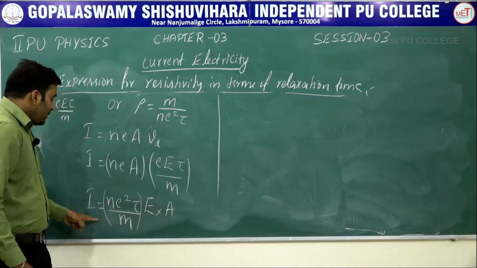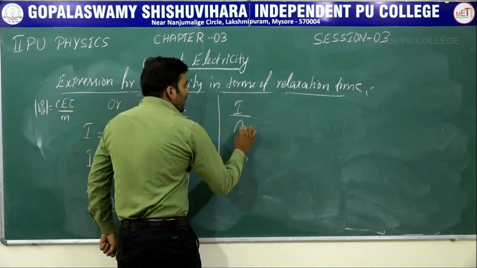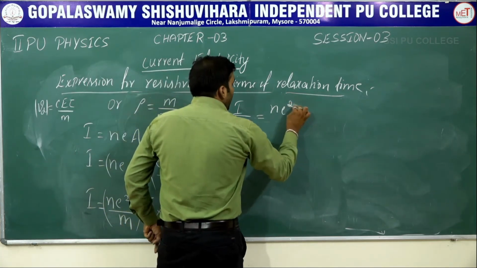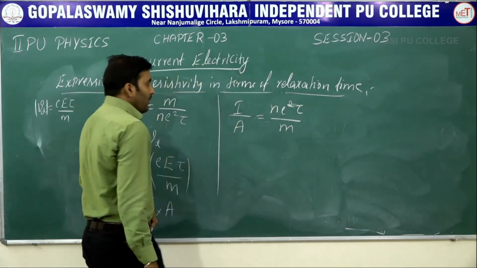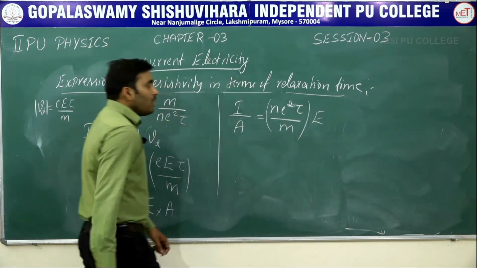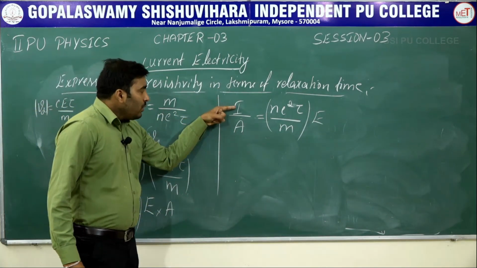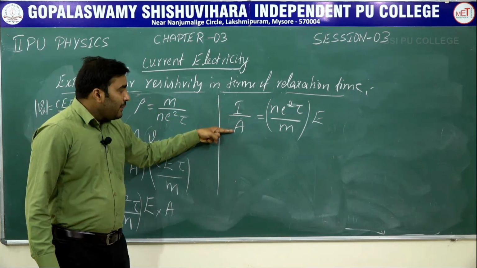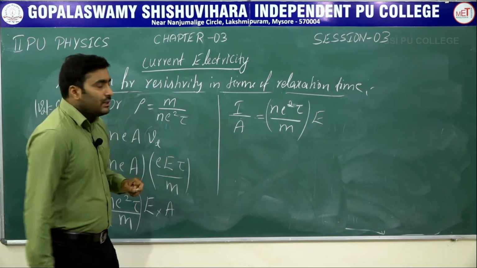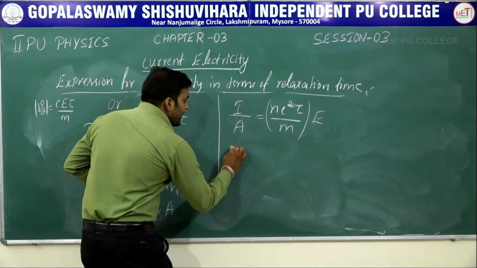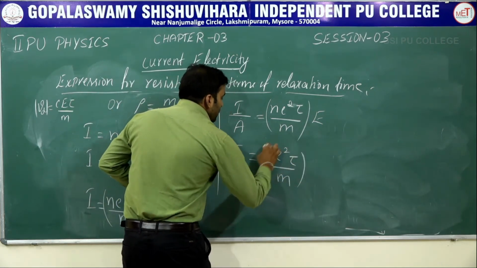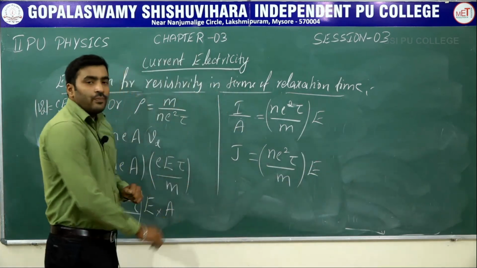Now let us divide by A, so the equation becomes I by A is equal to n e square tau divided by m inside the bracket, and outside we have E. But we know that I by A, current divided by area, is known as current density. So this is current density J. Therefore we get n e square tau by m, this into electric field E.